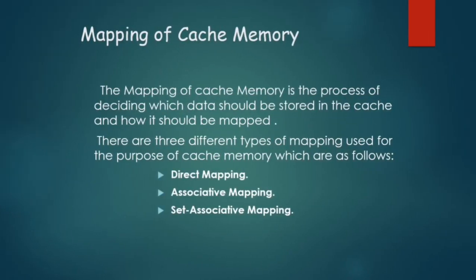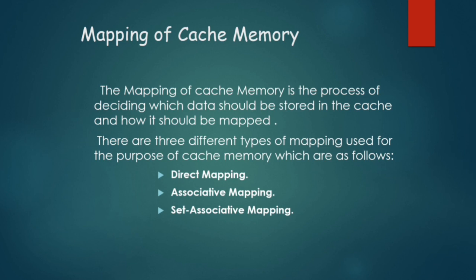Hello everyone, my name is Monish Wadile. So as we have seen cache memory and its different levels, now we are going to see mapping of cache memory. The mapping of cache memory is the process of deciding which data should be stored in the cache and how it should be mapped. There are basically three types of mapping. The first one is direct mapping, the second one is associative mapping, and the third one is set associative mapping. Let's see what they are.